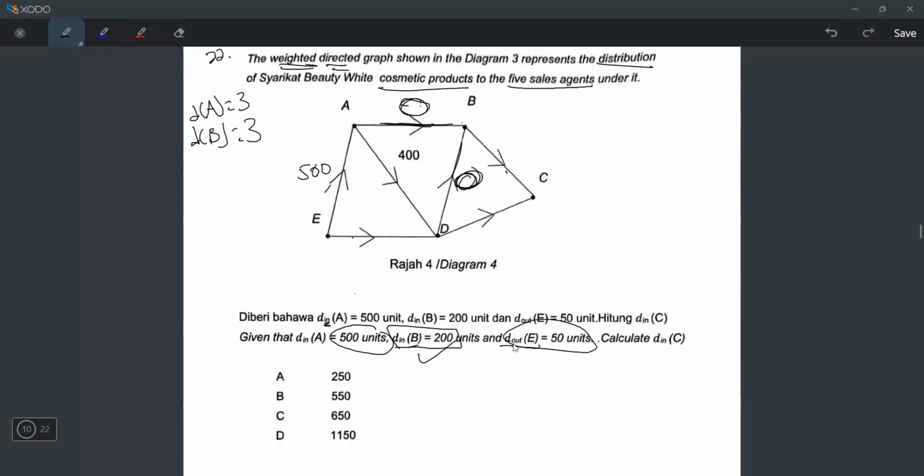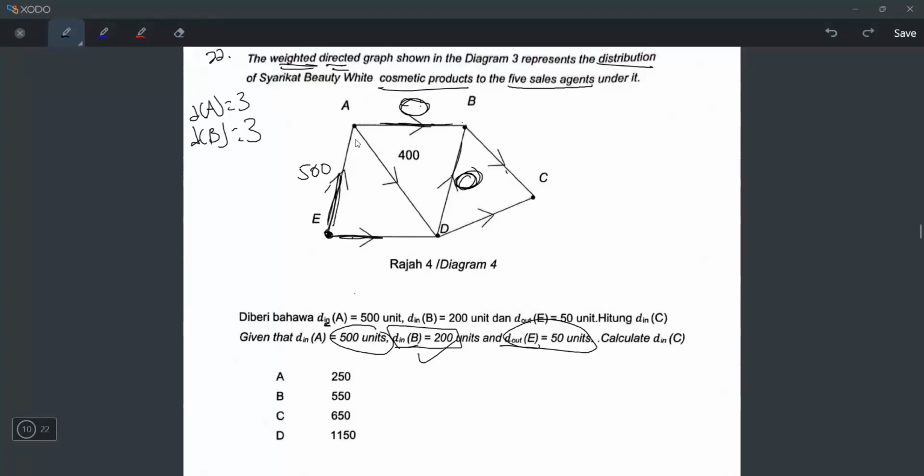Let's go to this. Degree out E is 50. Let's go to E. Where is E? Here is E. So they say the degree out, it means going out. So this line, is it going out? Yes. This line? Yes. So how to do?